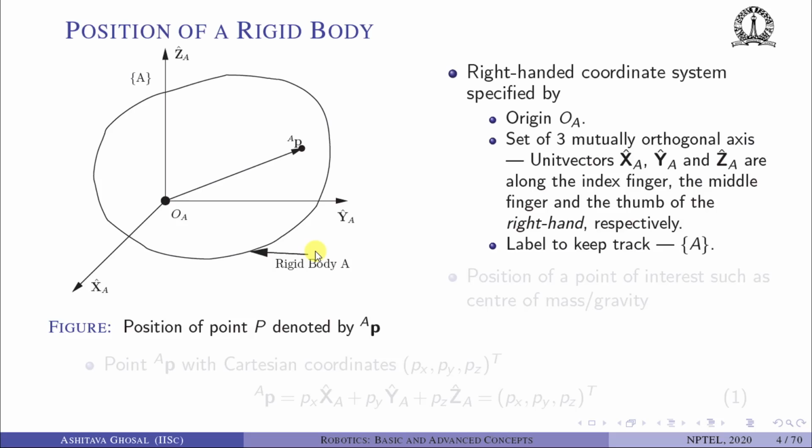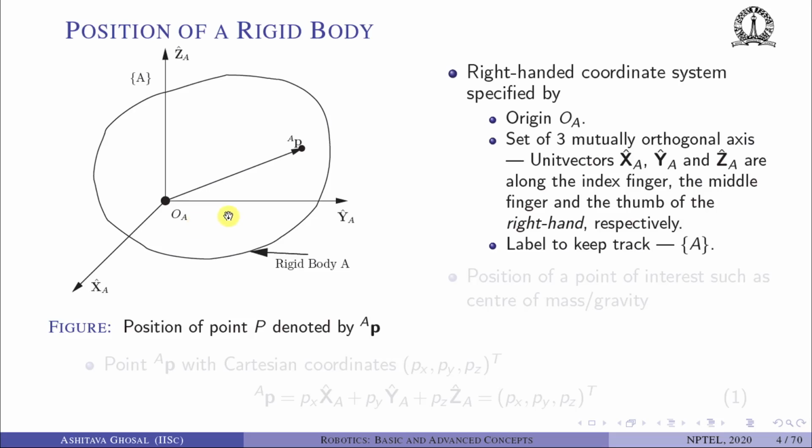To represent the position of a rigid body, basically we need a right-handed coordinate system to start with. We need a reference coordinate system. Any right-handed coordinate system is specified by an origin OA, x-axis, y-axis, and z-axis. We are going to use several coordinate systems, so we will keep track by labeling the coordinate system with A, B, and so on. So in this case, we have an XA axis, a YA axis, a ZA axis, and an origin OA. The rigid body is represented by a potato-shaped contour.